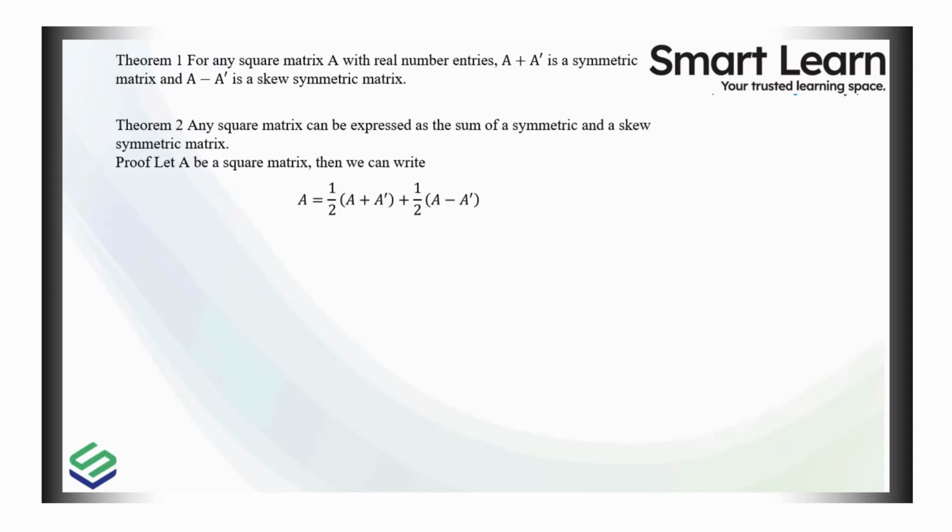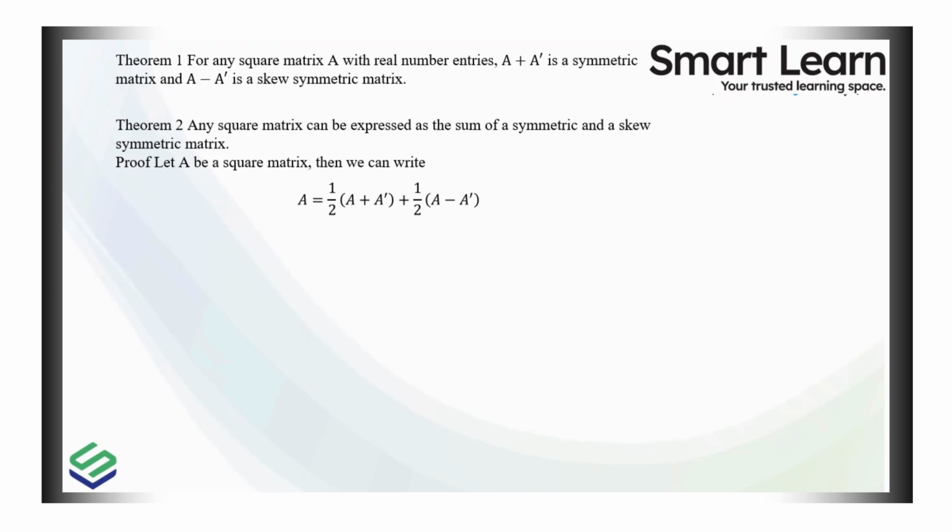So we studied two theorems. One theorem is: for any square matrix A with real number entries, A plus A transpose is a symmetric matrix, A minus A transpose is a skew symmetric matrix. That is the first theorem. Then the next theorem: any square matrix can be expressed as the sum of a symmetric and a skew symmetric matrix. That is, A you can represent as half into A plus A transpose plus half into A minus A transpose.